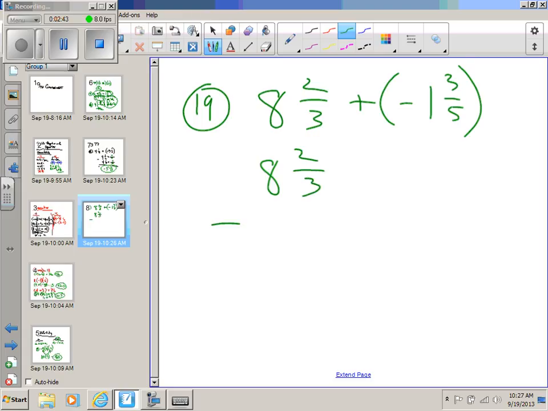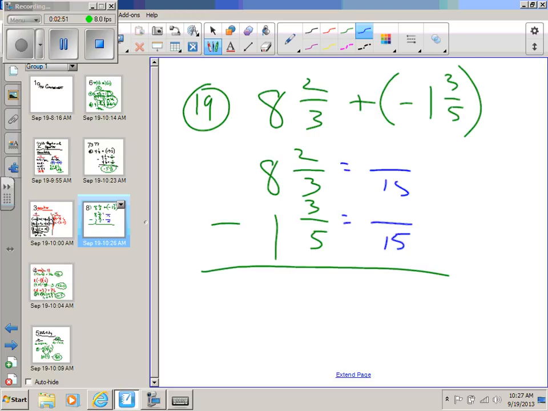Okay, I'm going to subtract the 1 3/5. Common denominator? So 3 times 5, 5 times 2, 10, 5 times 3, 3 times 3, 9, 10/15ths minus 9/15ths is 8 minus 1, 7 1/15. Any questions there? Get it?